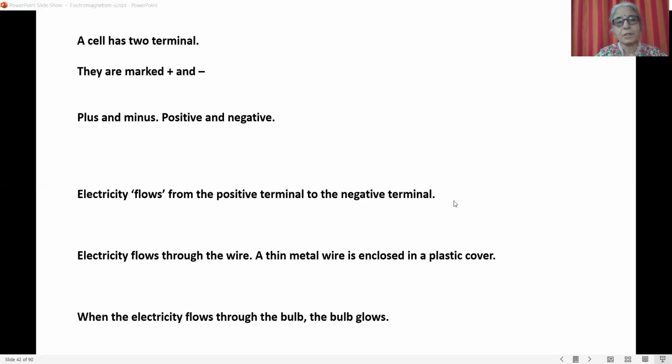A cell has two terminals which are marked as plus and minus. Plus is the positive terminal, minus is the negative terminal. And electric current flows from the positive to the negative terminal, and it flows through the bulb. So when an electric current flows, the bulb glows.